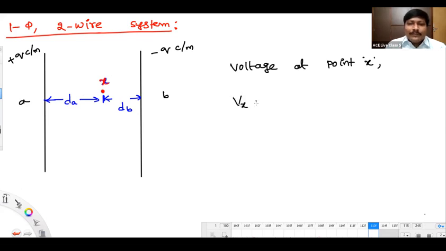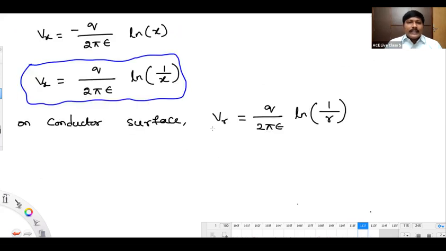Voltage Vx, I will say Vx. First, due to line charge A, tell me please, what is the voltage here? Already we have written the equation, right? What is the equation for voltage at any point X here? Q by 2 pi epsilon ln of 1 by X.